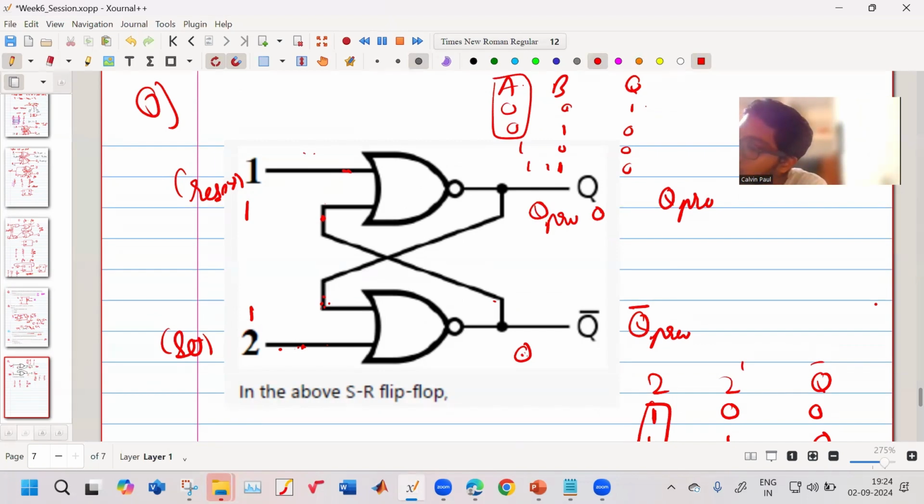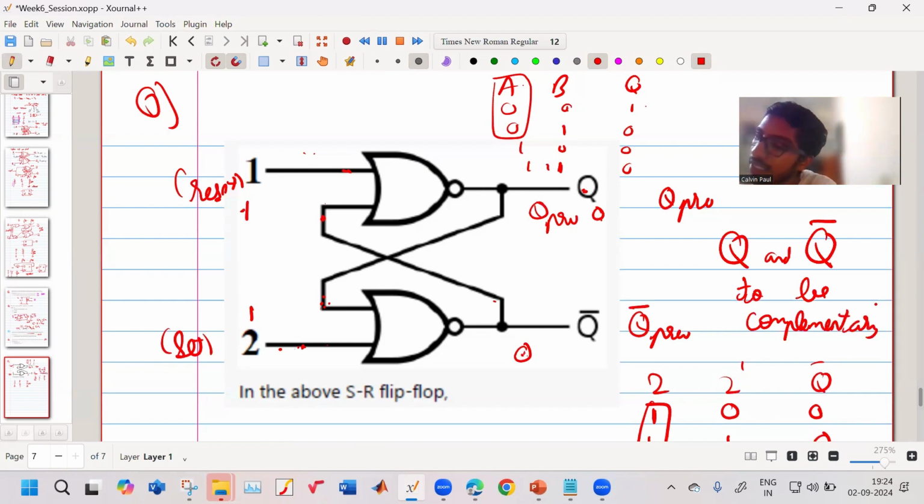So what is happening is both of my outputs, Q and Q bar, are 0, which is not permissible. We want Q and Q bar to be complementary. But if I put reset as 1 and set as 1, then both are 0, and that is not allowed. That is not accepted. That's why you cannot give set as 1 and reset as 1. That is not accepted. Okay.